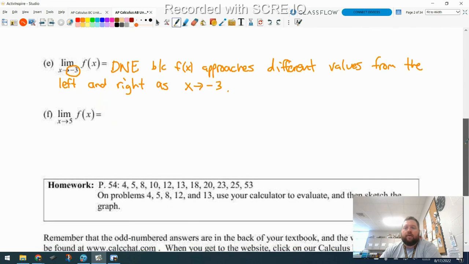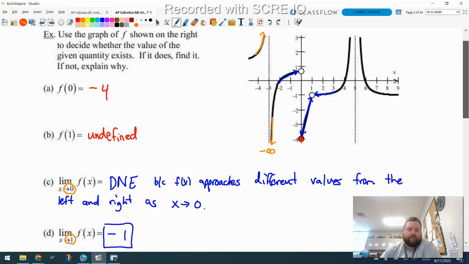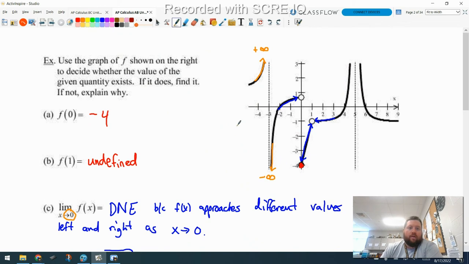All right, next one, the limit as x approaches 5 of f of x. I just went on this whole diatribe about this, and I didn't realize we were going to have an example. So this is another asymptote here, and now the function is approaching positive infinity from the left, and the function is approaching positive infinity from the right. So they are approaching the same value from the left and the right, but I just used that word value, and that's not really true. Infinity is not a value. Infinity is unbounded behavior. It's just continuing on forever.